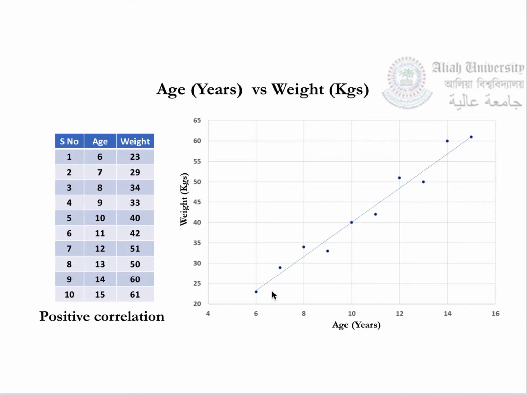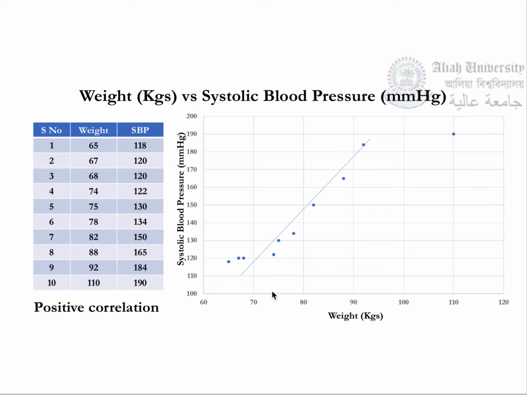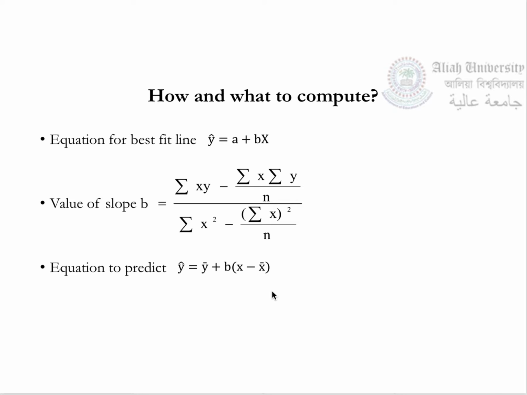The same thing for another example, weight versus systolic blood pressure. Now, what exactly do we do in regression analysis? As we said, we try to provide a best fit line for two sets of variables. The equation for the straight line is given by y = a + bx. Over here, y and x are the variables, b is the slope, and a is the intercept.